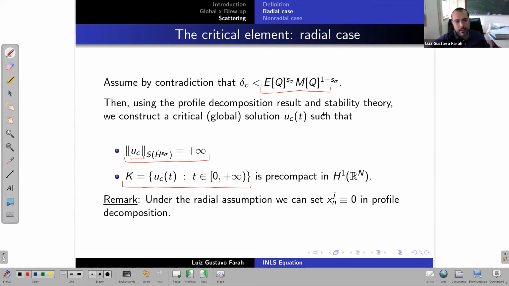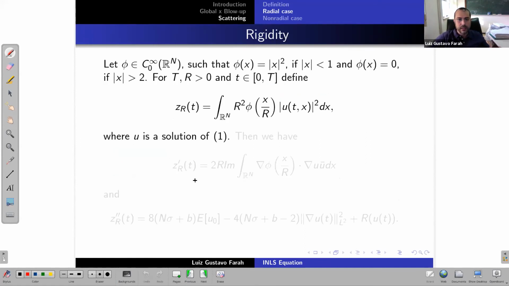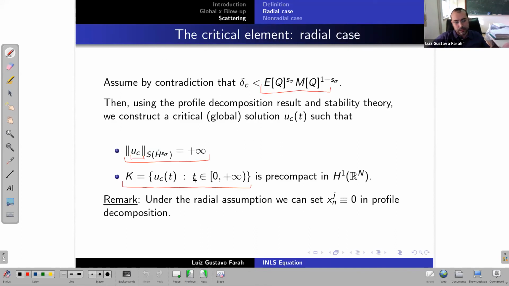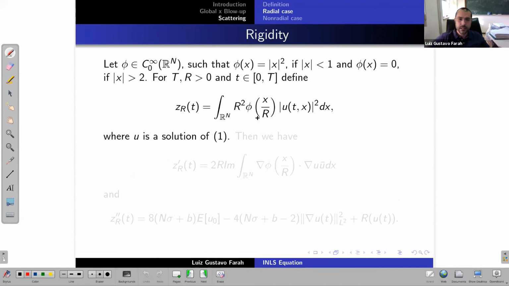And the good thing is that under the radial assumption, you can set the translation parameter that you have in your profile decomposition. Then you don't have a translation parameter here. So, okay, finally we need to implement the rigidity part, but the rigidity part comes from that nice virial quantities that I showed you before.